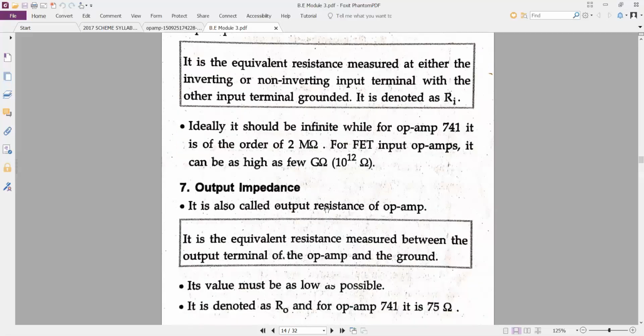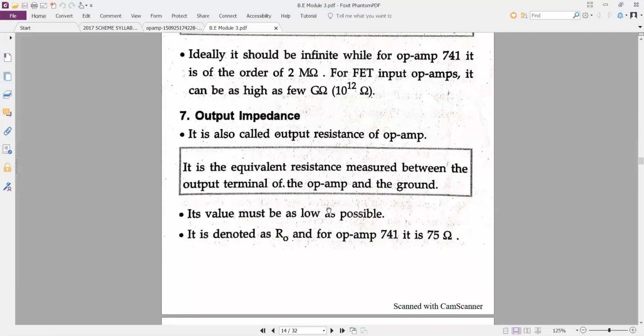Next parameter is output impedance. It is also called the output resistance of the op-amp. Let us define it. It is the equivalent resistance measured between the output terminal of the op-amp and the ground, and its value must be as low as possible. For the op-amp 741 IC, it is around 75 ohms.